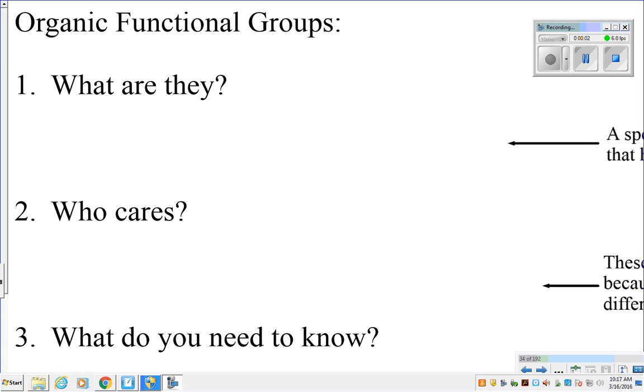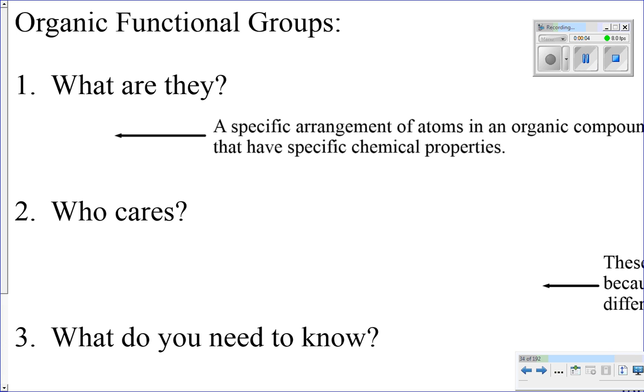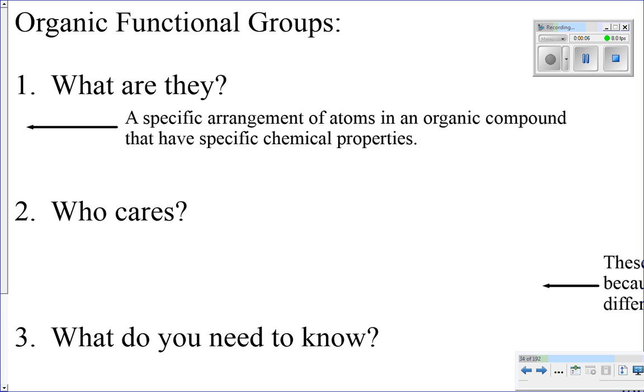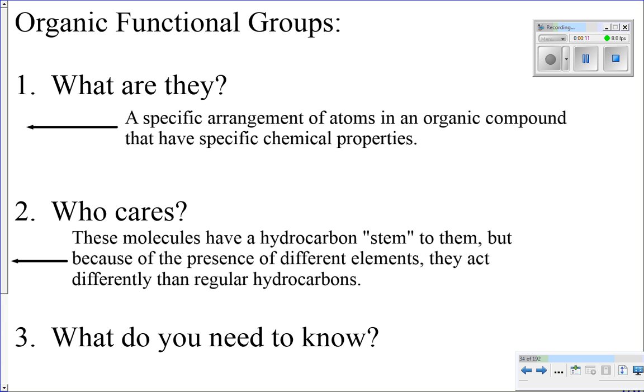And welcome to organic functional groups. What are the organic functional groups? These are a specific arrangement of atoms in an organic compound that have specific chemical properties. Who cares? These molecules have hydrocarbon stems in them, which we've already studied, but because of the presence of different elements, they act differently than regular hydrocarbons.